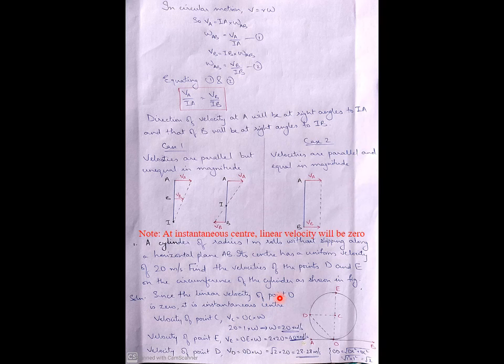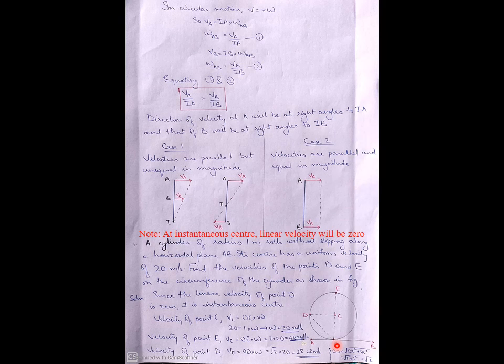Now what is the relation between linear velocity and angular velocity? This thing we have already seen. V equal to R omega. Before that, find the point where the velocity is 0. We already studied that at this point, the point here is O. At this point, the linear velocity is 0.